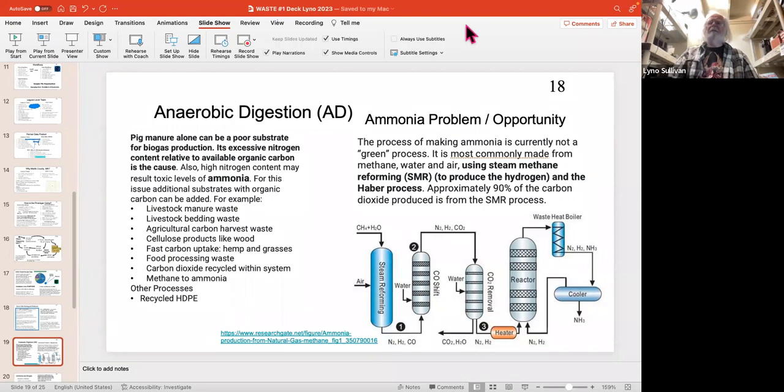Well, nitrogen is interesting because nitrogen is a good nutrient. And so what do you want to do with nitrogen? You want to turn it into ammonia.